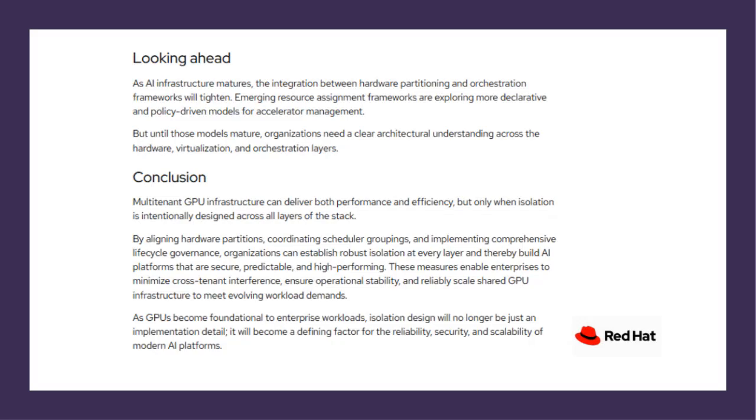Looking ahead, GPU infrastructure will continue evolving as AI adoption grows. Emerging technologies will provide more sophisticated resource management and policy-driven automation. The central message of this blog is that successful multi-tenant GPU environments require isolation at every layer of the stack. By aligning hardware, virtualization, orchestration, and operational processes, organizations can achieve both high utilization and strong security while supporting modern AI workloads.